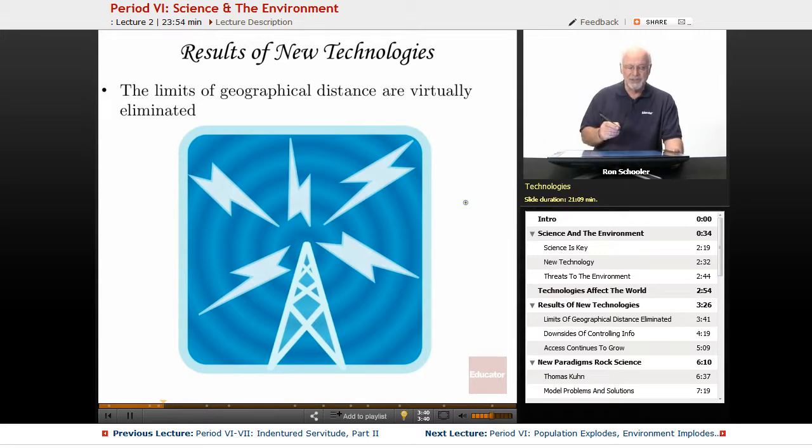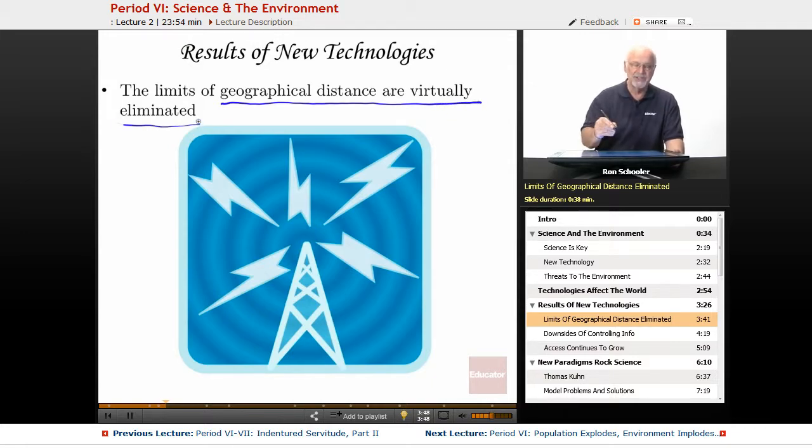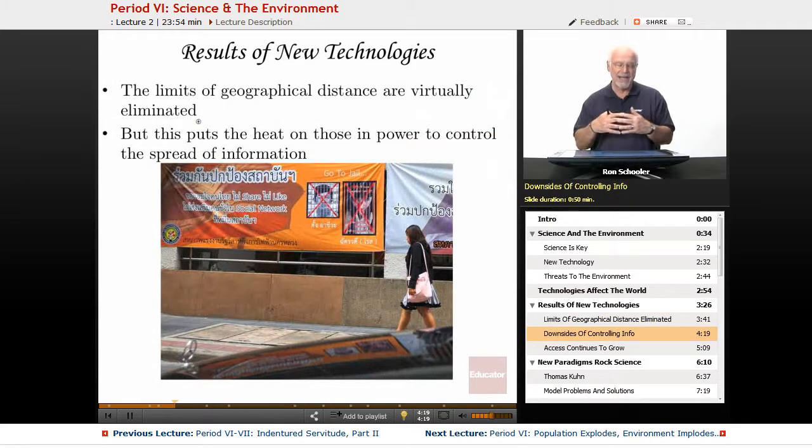One of those results is that the limits of geographical distance are virtually eliminated. So we can be in contact with somebody. You could do business with somebody in Hong Kong or Beijing or Moscow or London or Buenos Aires right now. You could buy something from those places. So the instant communication worldwide breaks down geography that used to hold us back.